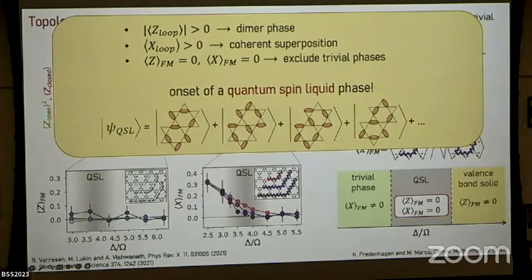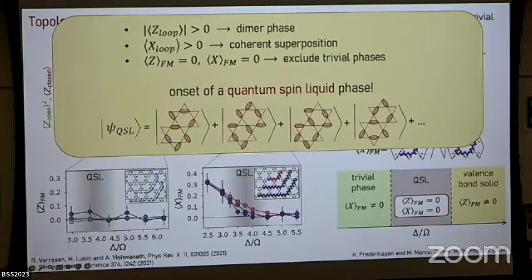So summarizing, we put together these three measurements. Closed loops with finite expectation value tell us that we're in a dimer phase. Finite expectation value for X loops identify the presence of a coherent superposition of dimer coverings. And finally, we need to make sure that these string order parameters are 0 in that region to exclude the other trivial phases. So putting all this together, we can conclude that there is a region where we see what we call the onset of a quantum spin liquid phase.